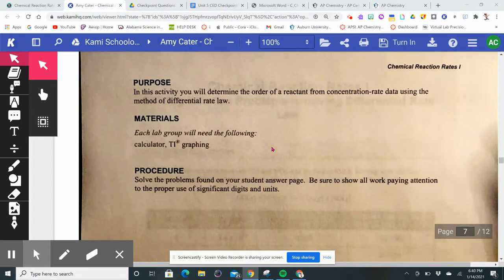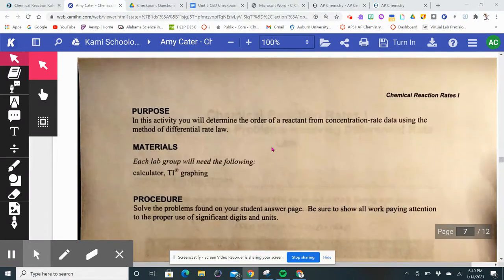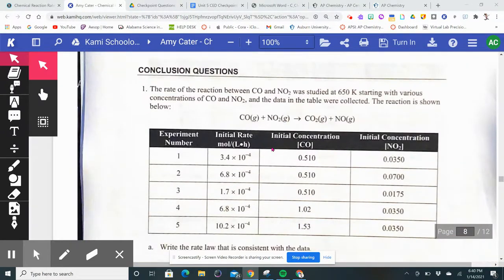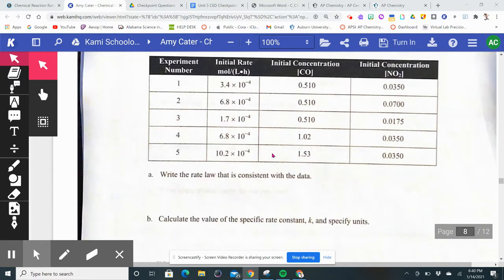So here are the actual purpose and procedures of the activity. And then it skips to conclusion questions. The conclusion questions are the questions that you have to answer. So there's nothing else in between there.